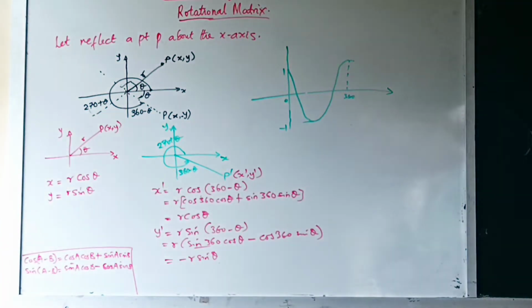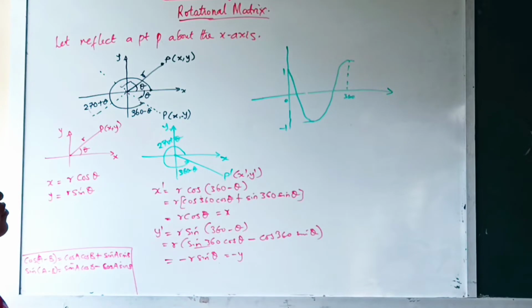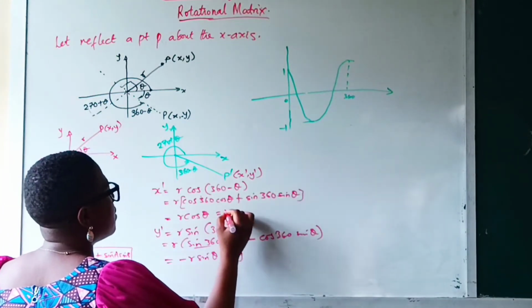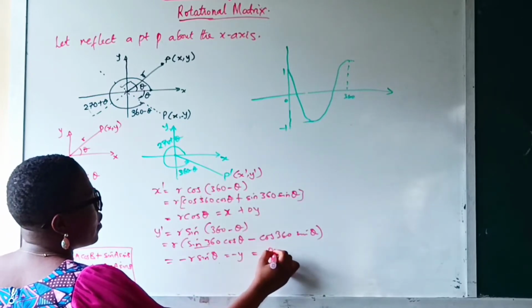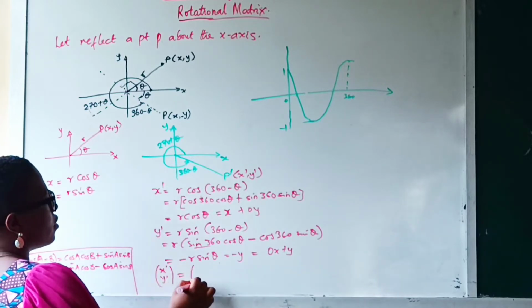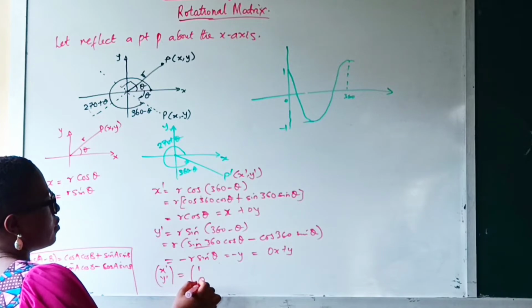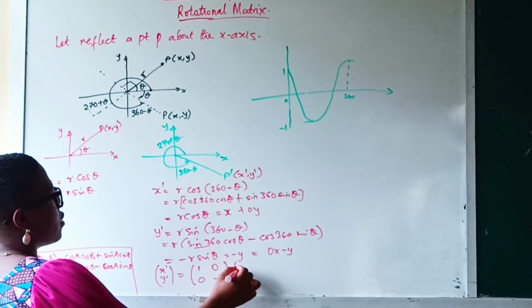So what do we have as our new coordinates? Our x prime is the same as x, while our y prime is equal to minus y. We have even seen it from the rotation. This was just for mathematical completion. So we have x plus 0y and 0x minus y. So the matrix x prime, y prime will give me 1, 0, 0, minus 1, times x, y.